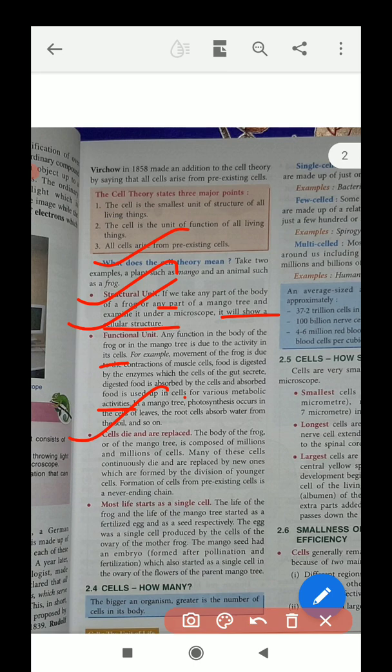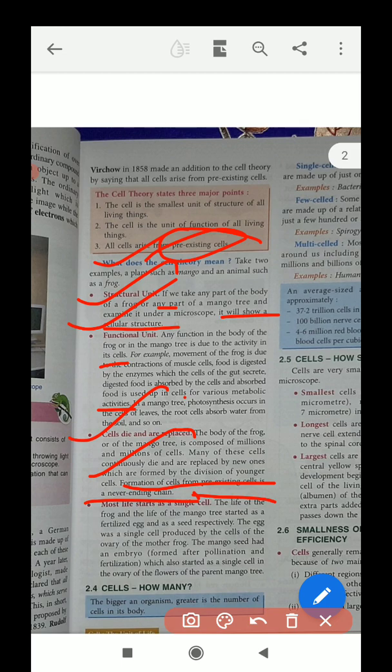After that, cells die and are replaced. Already we have read that the body of a frog and the mango tree are composed of millions and millions of cells. Many of these cells continuously die and are replaced by new ones, which are formed by division of younger cells, means pre-existing cells. Here also it has written, formation of cells from pre-existing cells is a never ending chain. And by that cell division, growth also happens.